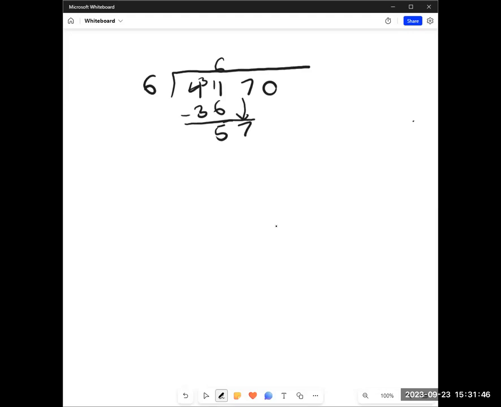6 goes into 57 9 times. We just saw that 9 times 6 was 54 a little bit ago. And I'm going to subtract and get 3. And I'm going to bring down the 0. 6 goes into 30 5 times. We saw that one a little bit ago. 5 times 6 was 30. And there's 0 remainder here. So the answer to this problem, our quotient, is 695.